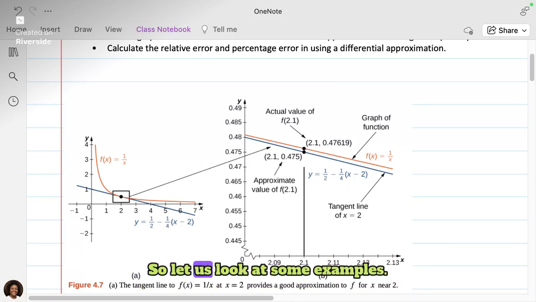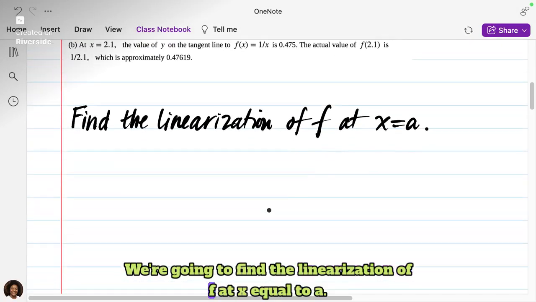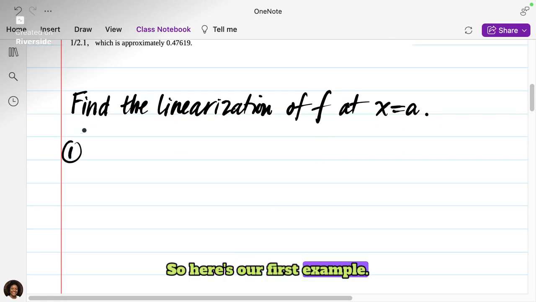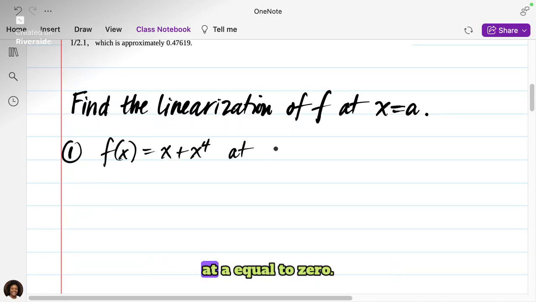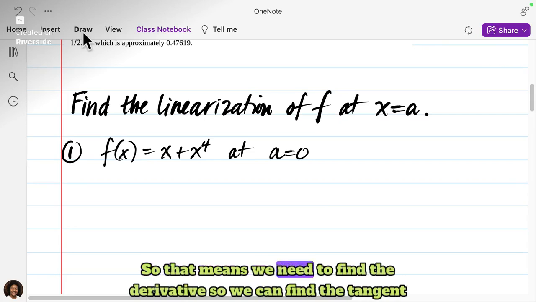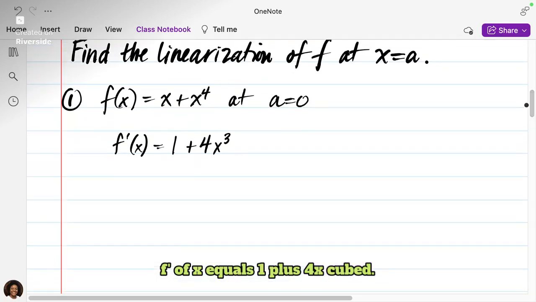So let us look at some examples. We're going to find the linearization of f at x equal to a. So here's our first example. f of x equals x plus x to the fourth at a equal to 0. In order to find the linearization, we're going to find the tangent line. So that means we need to find the derivative so we can find the tangent slope. f prime of x equals 1 plus 4x cubed.